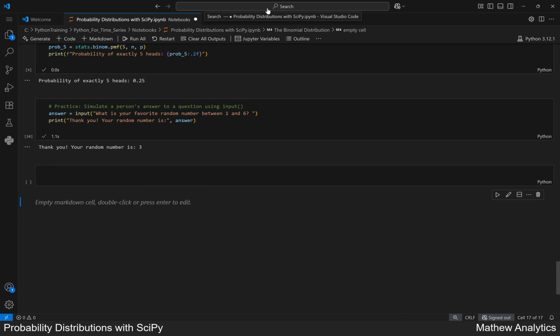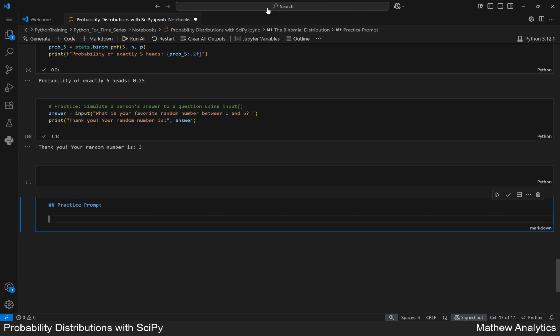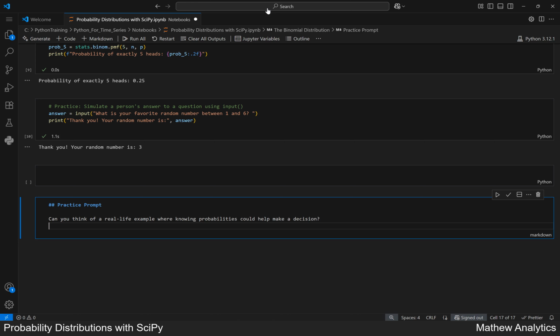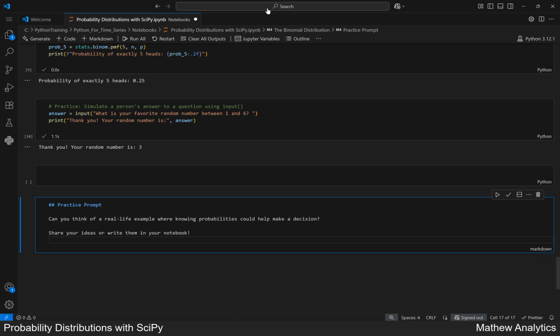Practice prompt. Can you think of a real-life example where knowing probabilities could help make a decision? Share your ideas or write them in your notebook. Running the cell now.